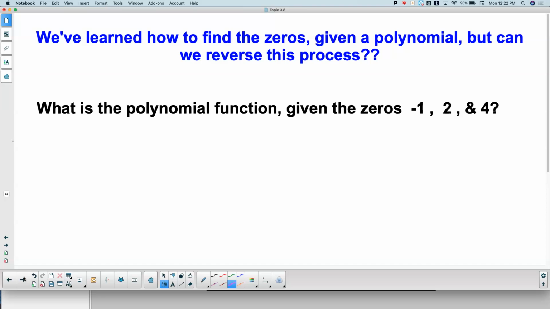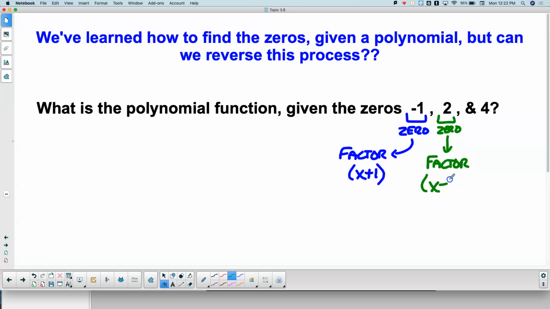Okay? So we've learned how to find the zeros given a polynomial, but now let's reverse the process. So what is the polynomial function given the zeros of negative 1, 2, and 4? Okay? Well, if negative 1 is a 0, what is the factor? What do you got? x plus 1 is the factor. If 2 is the 0, what is the factor? x minus 2. If 4 is the 0, what's the factor?